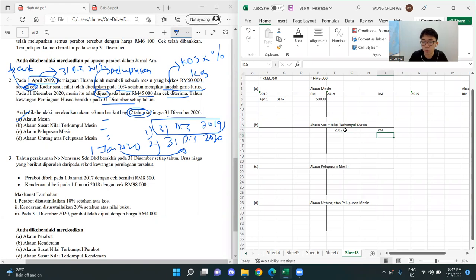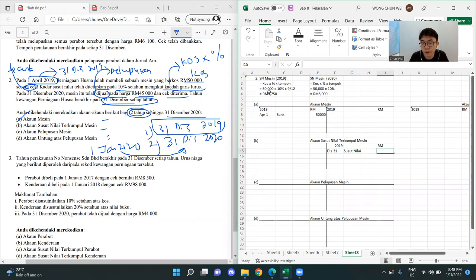SNT, susut nilai terkumpul, is credit. So here you put December 31st. Why December 31st? Because I told you all this pelarasan always happens on December 31st, what happened on the tahun berakhir. So when is tahun berakhir? 31st December setiap tahun. That's why I use the date December 31st. So here, always write susut nilai. So how much? We already calculated for 2019: 3,750. So here, 3,750.